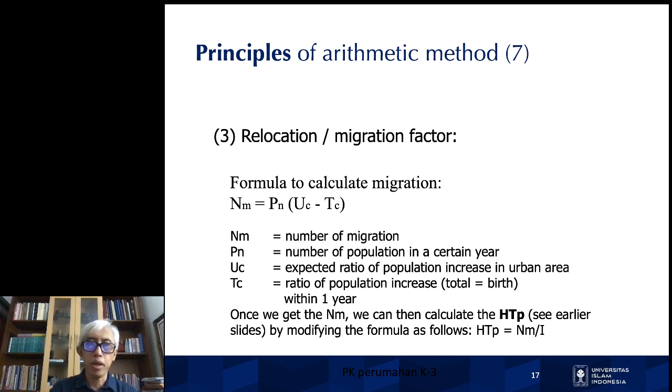This is the formula. Basically, we have to find out the number of migrations, and we have to calculate the number of population in a certain year, then the expected ratio of population increase in urban areas, and then the ratio of population increase within 1 year. Once we get the NM, then we can calculate the HTP as shown in the previous slides. So we modify the formula. The HTP is equal to NM divided by I.